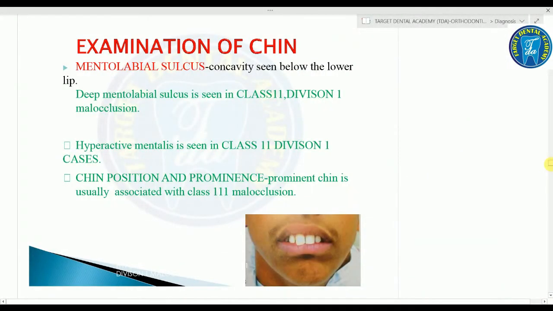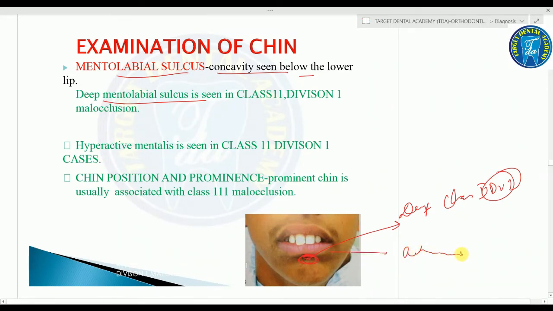Next is the examination of the chin. This is the mentolabial sulcus. The mentolabial sulcus is the concavity formed below the lower lip. A deep mentolabial sulcus is always seen in class 2 division 1, fine, due to the retrognathic mandible. The hyperactive mentalis is seen in class 2 division 1 cases.